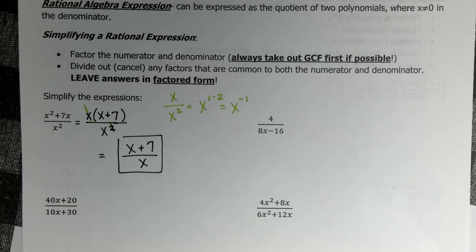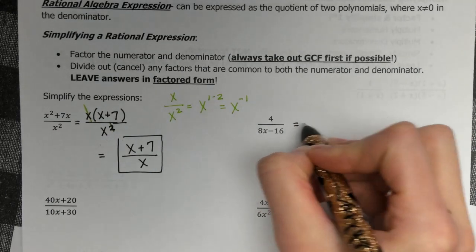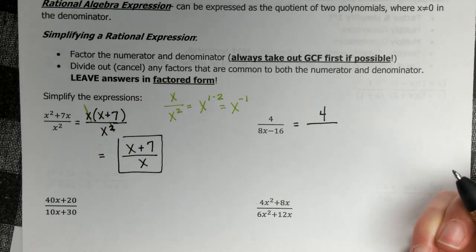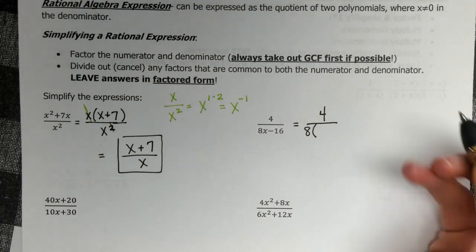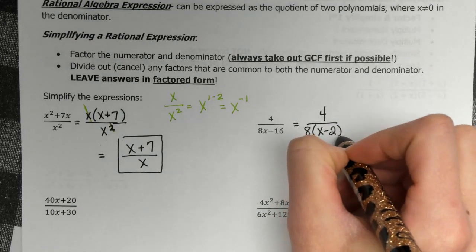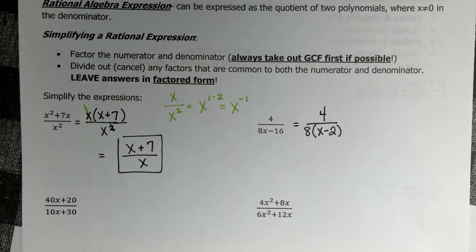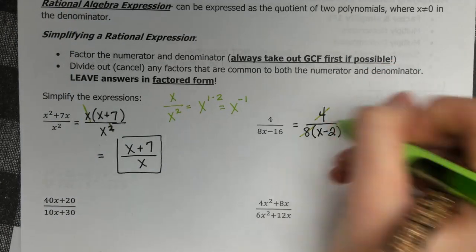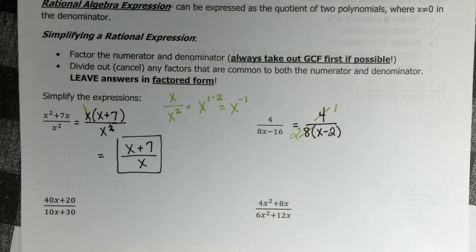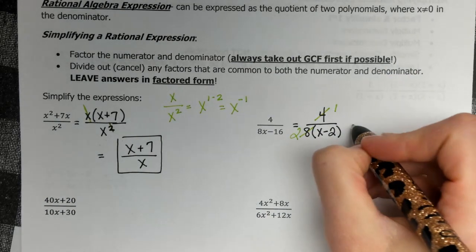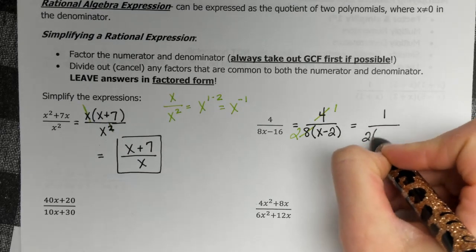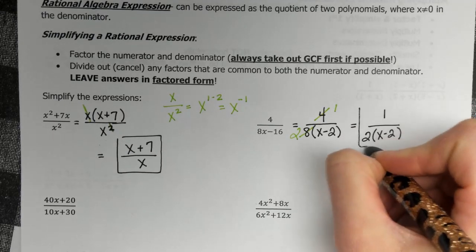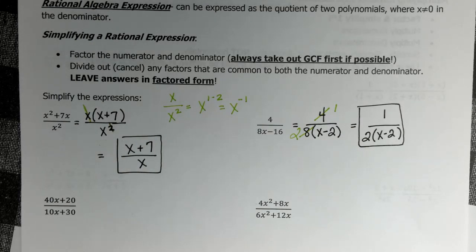So now, next example, I have 4 over 8x minus 16. Well, I could factor out what in my denominator? An 8. And that leaves me with x minus 2. Okay? Now what can I simplify? 4 over 8 gives me 1/2, right? So now it's 1 over 2 times x minus 2. Okay, you want to leave it in factored form.